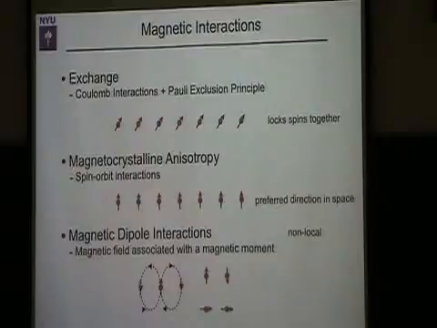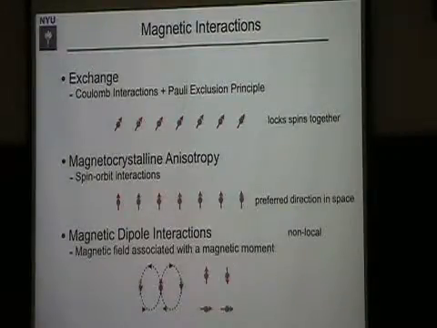A weaker scale, typically, you have magnetocrystalline anisotropy, and this is associated with spin-orbit interactions. And this gives you a preferred direction for the magnetic moments in space. So exchange just tells the spins they have to lock together in some way, and spin-orbit breaks the symmetry and gives a preferred direction. It's usually orders of magnitude smaller.